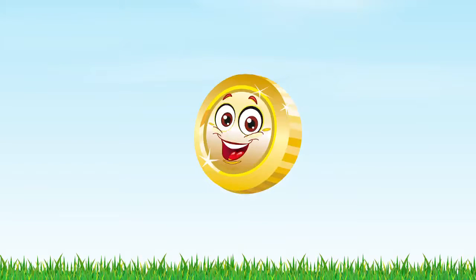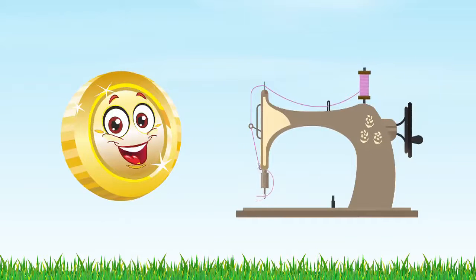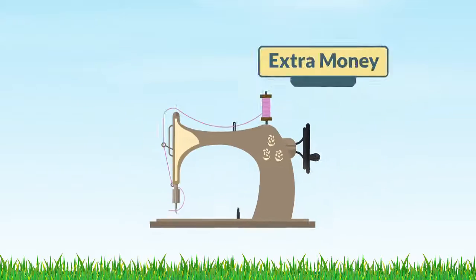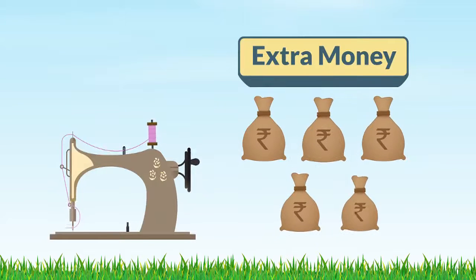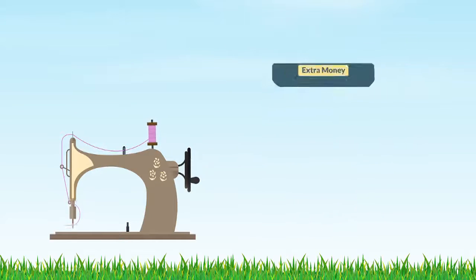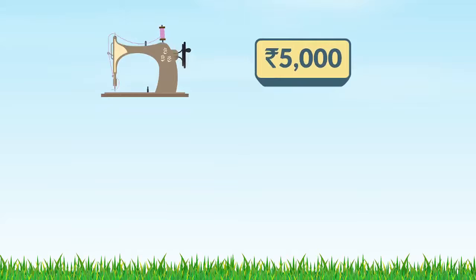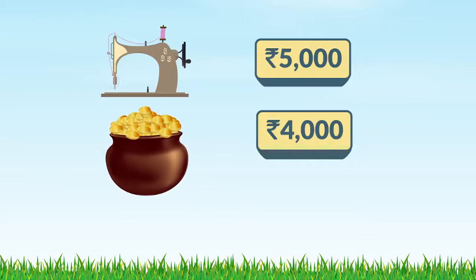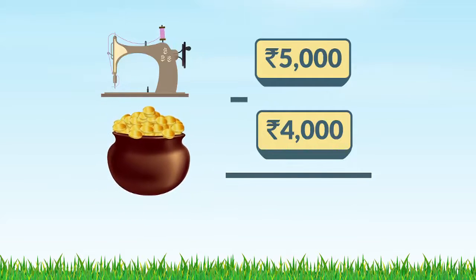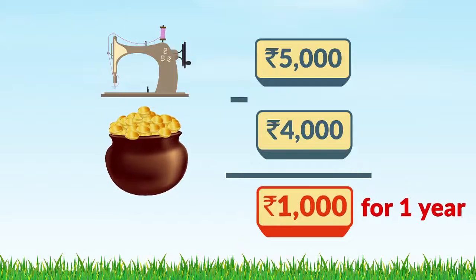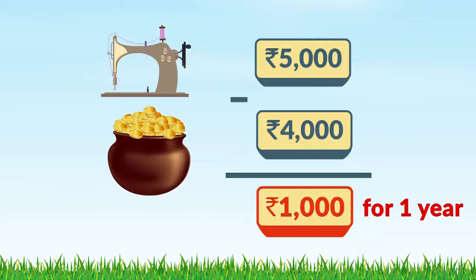Hello Vijay. Why are you looking at the brochures of sewing machines? Ginny, my wife wants to buy a sewing machine so that she can earn extra money in her free time. The sewing machine costs 5,000 rupees. She has 4,000 rupees with her in savings. We need to borrow 1,000 rupees for 1 year. I'm trying to figure out which borrowing option to choose.